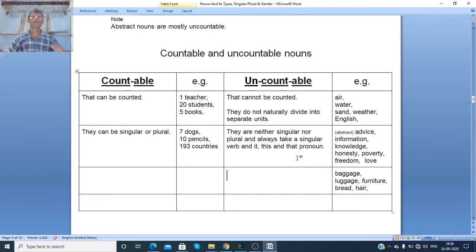naturally divide countable nouns, like teacher, one teacher, 13 teachers, five students, 15 students, two books, 100 books. Countable nouns can be counted and naturally divided into separate units. They are singular and plural. Uncountable nouns are neither singular nor plural, but an uncountable noun takes a singular verb and the pronouns it, this, and that.